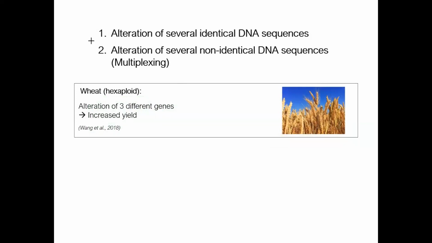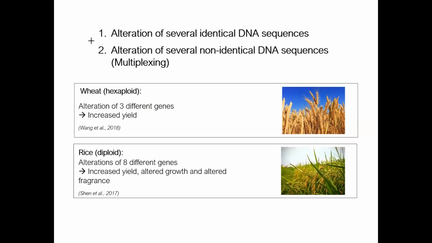I have also summarized a few examples for you that show how complex the applications of CRISPR-Cas can be. In another application, in wheat, 3 different genes were altered to increase the yield. In rice, 8 different genes were edited or altered to induce a higher yield, a different growth pattern, and a different fragrance. These and other examples show how potent applications of CRISPR-Cas can be.